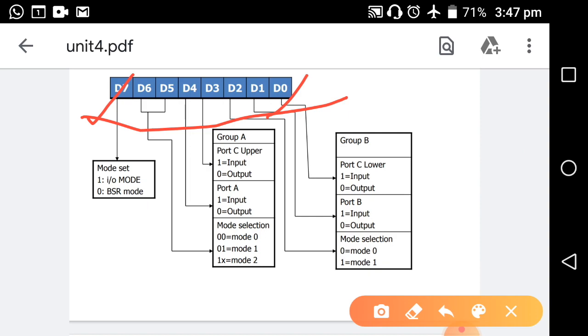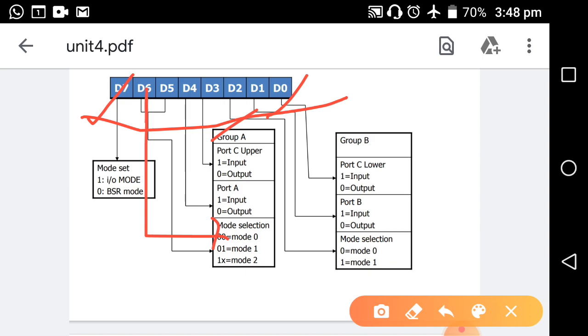So in this case, if the IO mode is selected, that is, the D7 bit is 1, then how are the remaining bits defined? The D6 and D5 bits are used for the mode selection of group A.